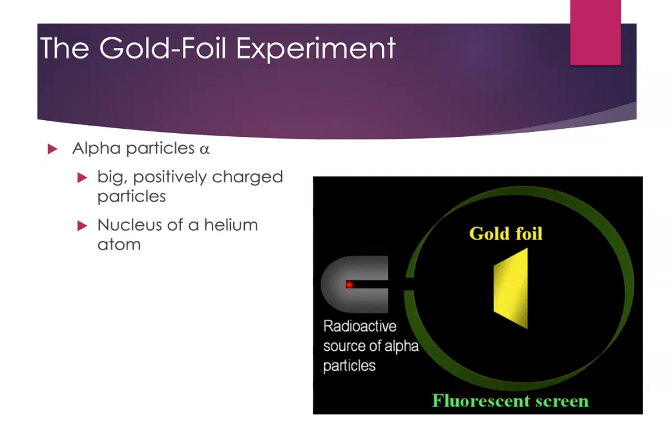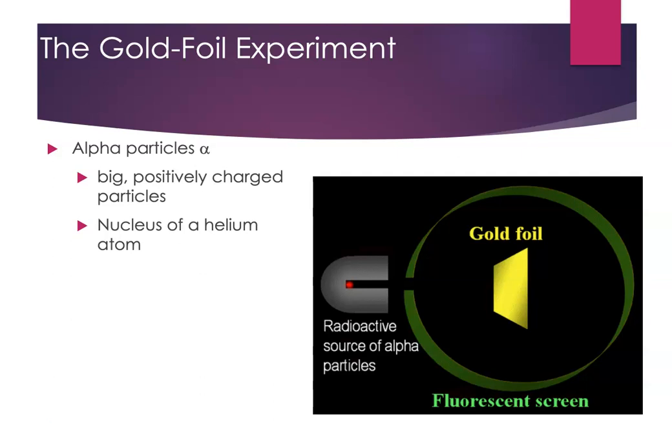Now, alpha particles, as I had mentioned, were something Rutherford had discovered, that certain radioactive materials emit these particles that were called alpha particles as they decay. And what we know about alpha particles is that they're really quite massive, many, many times more massive than an electron. And they were positively charged. So they're really massive and positively charged. Now we know that they're the nucleus of a helium atom, but that wasn't recognized at the time.